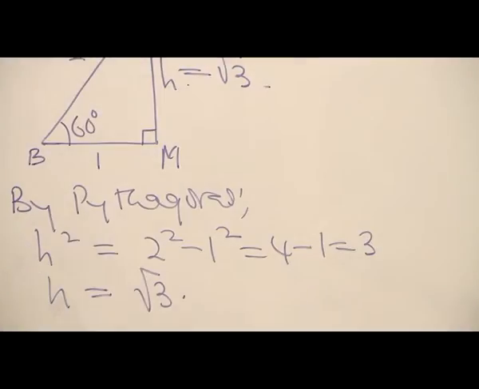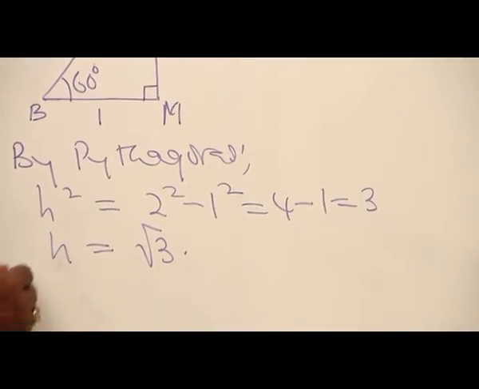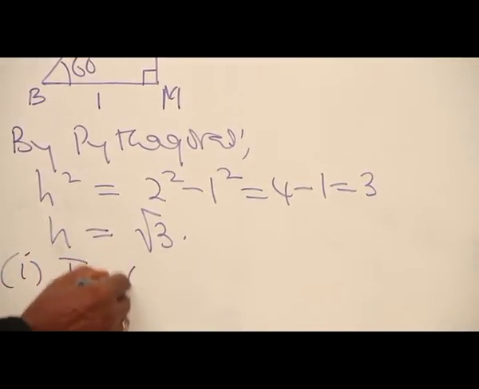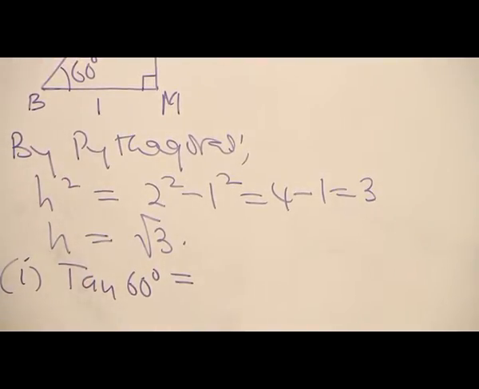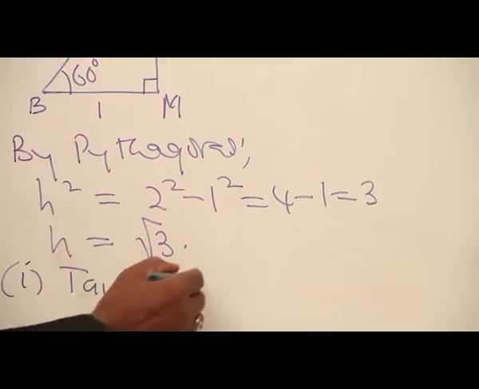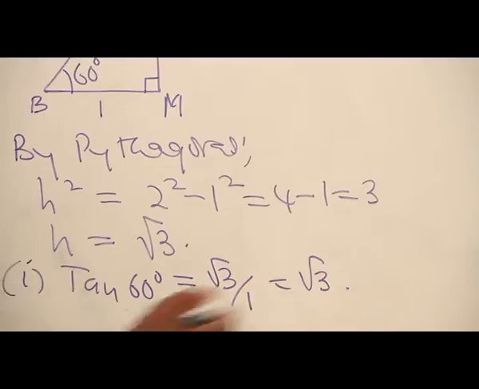Now with this one, we are ready to write down the tangent, the sine and the cosine of 60 degrees, as well as of 30 degrees. So we should do that as quickly as possible. We have tan 60 degrees. From what we have, it will be equal to opposite over adjacent, which is root 3 all over 1, and that is equal to root 3.